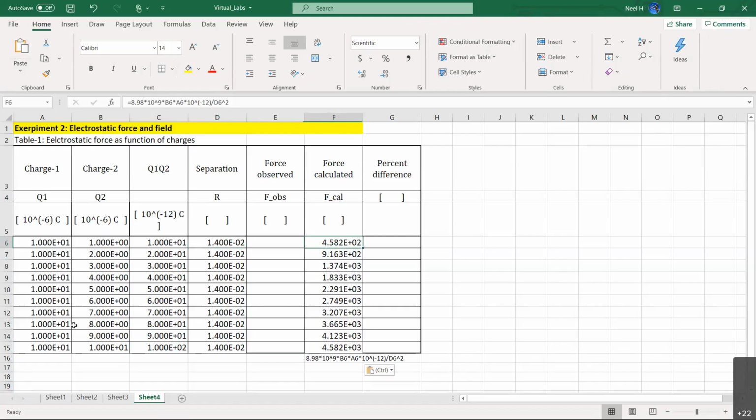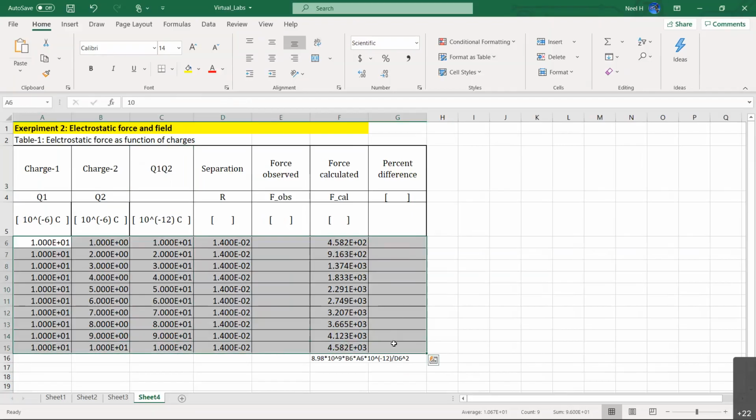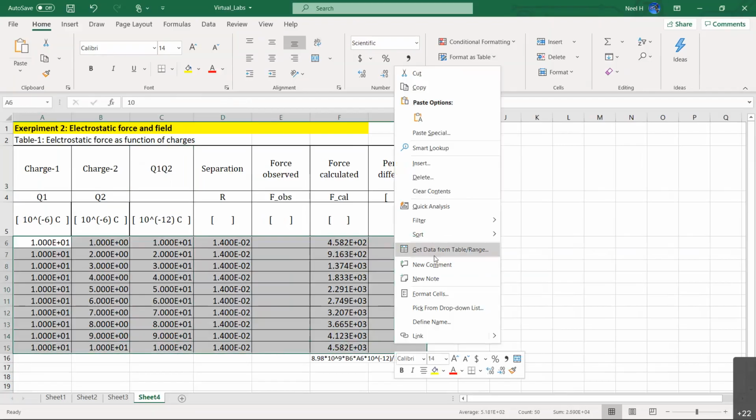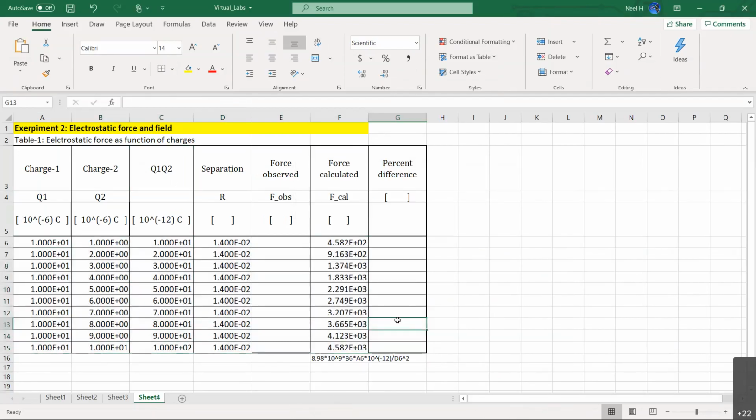You can see how I build this table. Each charge has this 10 to the negative 6. That is a micro. I keep it here because it is common for the whole column. And again here, it is common for the whole column. When I multiply Q1 and Q2, 10 to the negative 12 is common for the whole column. So I keep that power of 10 separately. Then the whole table you can format: highlight, right click, format cells, scientific notation, about 3 decimal places. That means 4 significant figures, right? Then all of us will have about the same significant figures.